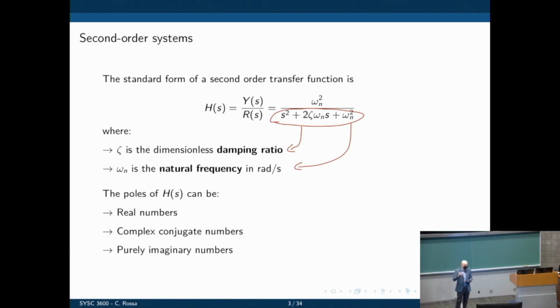And by analyzing, for example, the value of sigma, the value of zeta, we can determine which shape the system will have in the time response. By analyzing the natural frequency, we can tell how much it is going to oscillate. Right? So these two values are not random. They are here because they are the elements that will characterize that time response. So we'll see how they influence the time response.